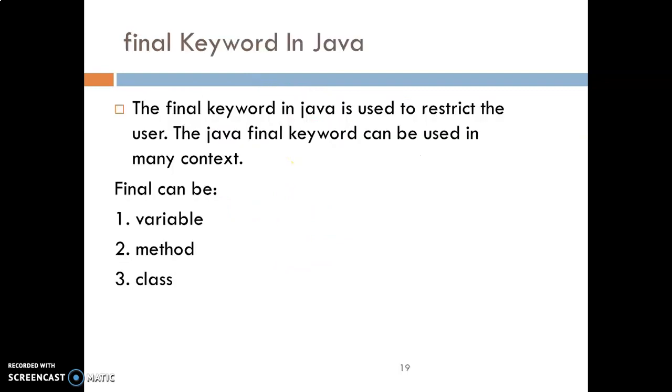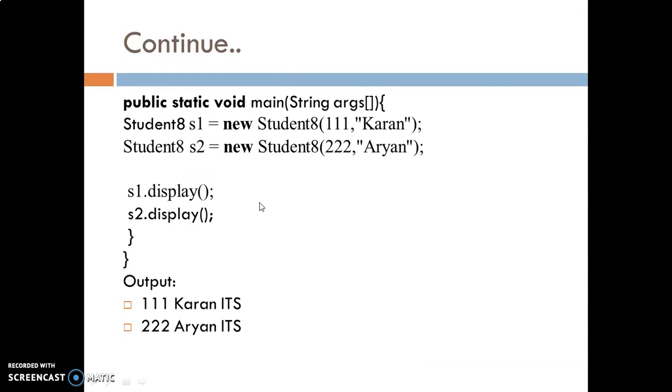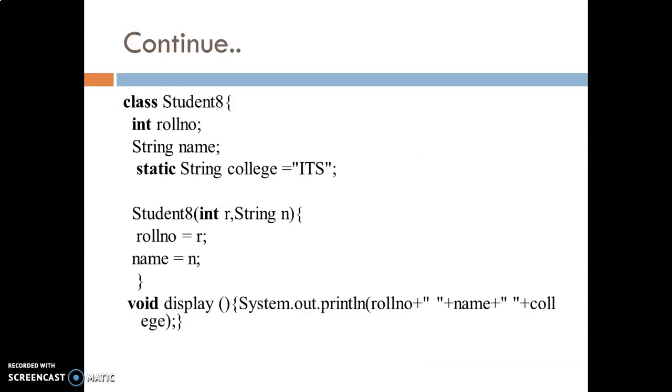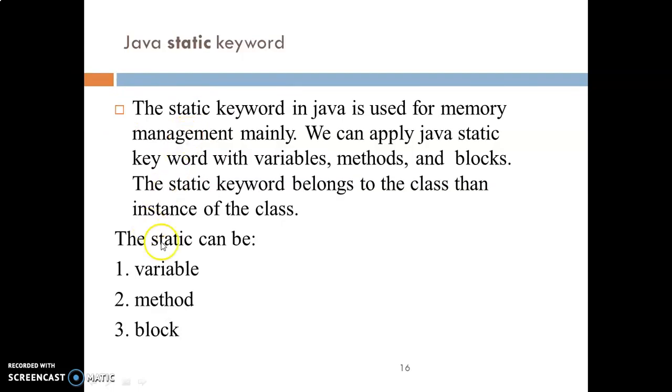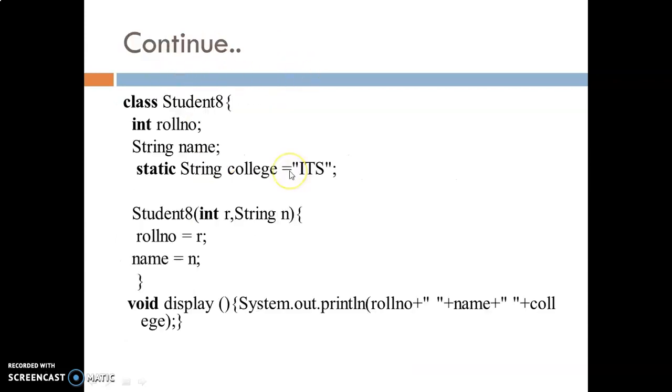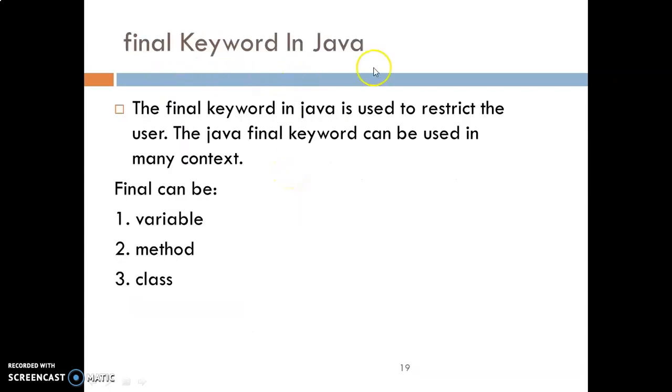Okay, now we will talk about the final keyword in Java. So final is associated with variable, method as well as class, as the name is final. Okay, so we are not going to change the value. When we are talking about static, it is also associated with variable as well as method as well as block. Okay, it is mainly used for memory management, the Java static keyword. When we are talking about the final keyword in Java, it means the values cannot be changed. It is associated with variable, methods and class.